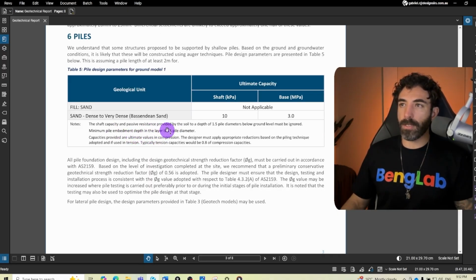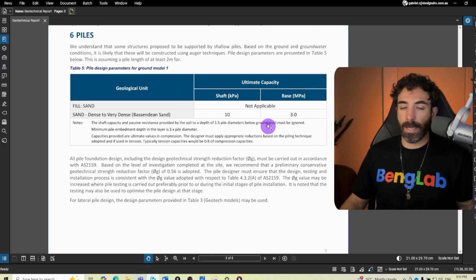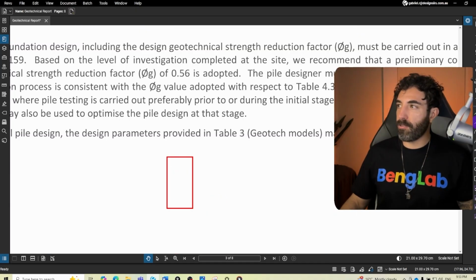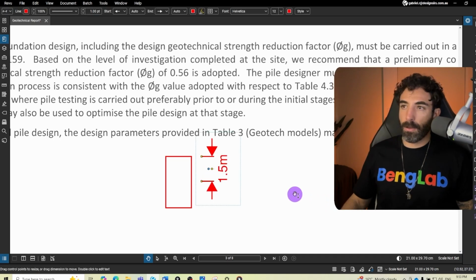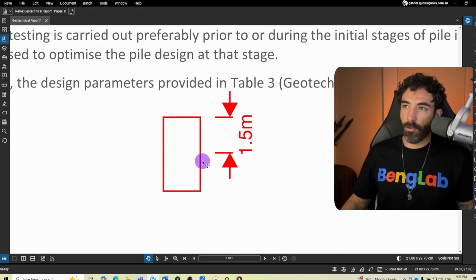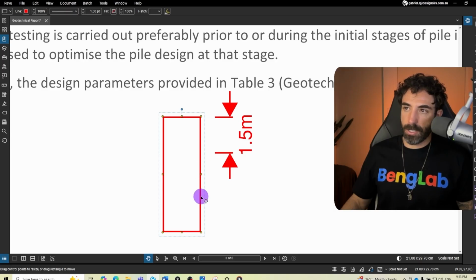And also remember that skin friction to a depth of 1.5 times the pile diameter below the ground surface must be ignored. And that comes from the Australian Piling Code, AS 2159. So if this is your bored pier, the first 1.5 meters of skin friction has to be ignored. So you only use the skin friction for the pier that is below that 1.5 meters of soil. So all this part here only.